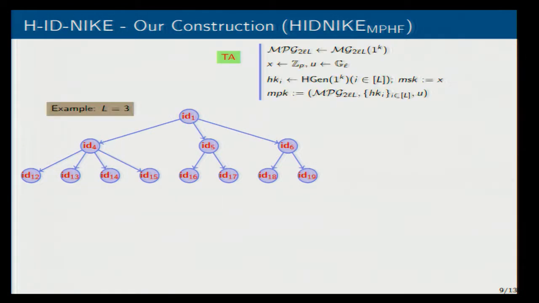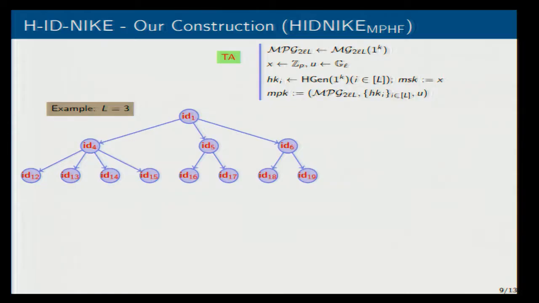So this is our HIDNIKE scheme. The main idea here is that the TA is going to generate L instances of PHF, one for each level of the hierarchy, and it's going to use these as part of the master public key. There is also another very important element in the master public key, which is a random element from the group GL, where GL is the target group for the PHF. This is the element U, and I'm going to explain later the importance of this element.